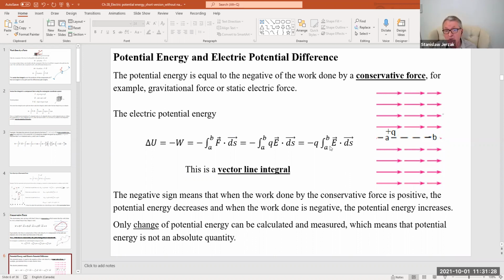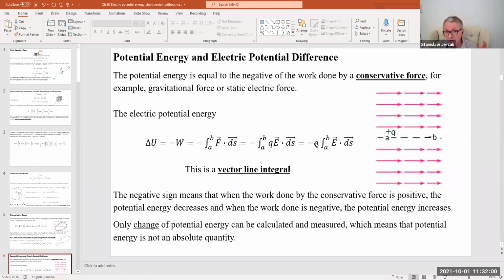So you see, we integrate over that electric field, which can change from point to point in terms of magnitude and in terms of direction. That vector line integral can be quite complicated to calculate, but a few examples will be given later on today. So that's how you calculate the change of potential energy when that charge Q moves from point A to point B. And as you see, the change of potential energy depends on the magnitude of the charge.